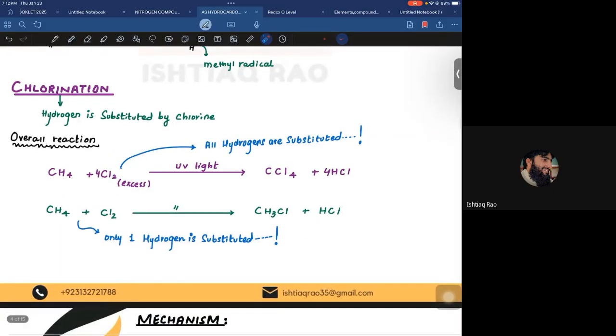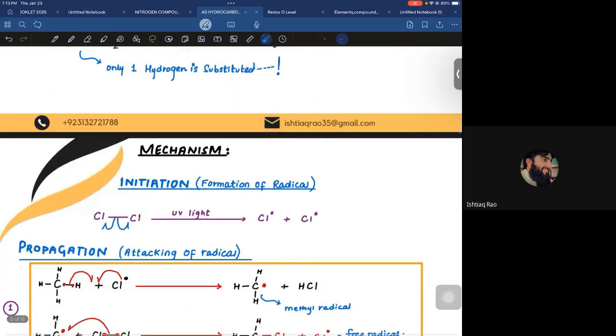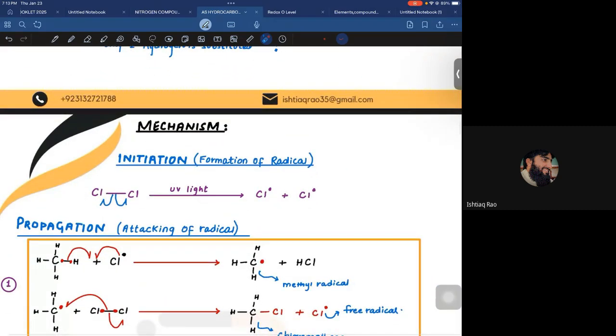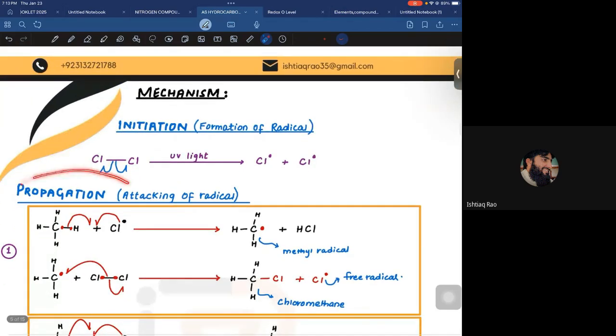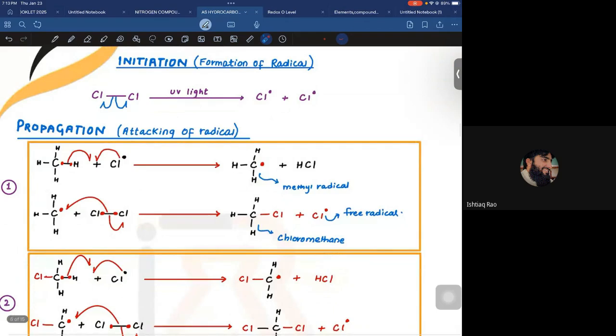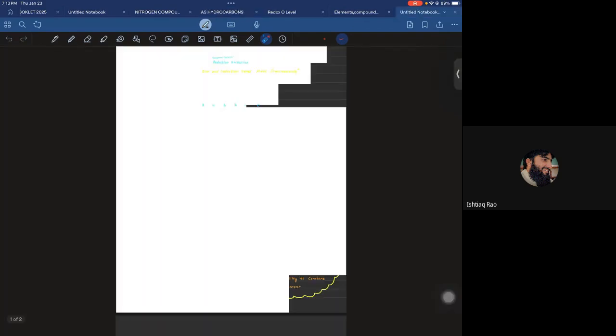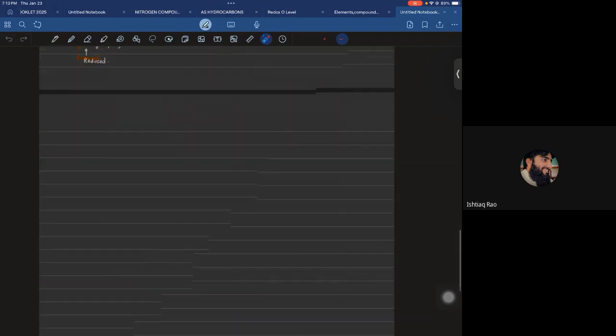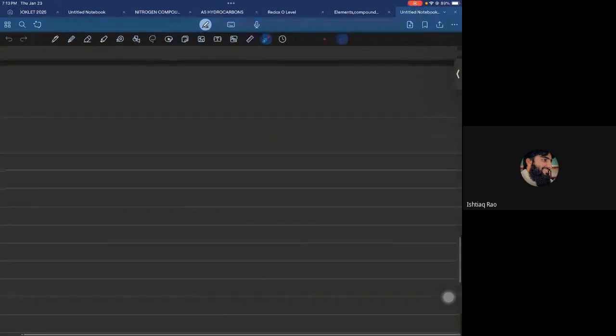This is the full reaction of chlorination, in which you would see in the mechanism that one by one all the hydrogens would be substituted by the chlorine. The mechanism has three main steps. Number one is initiation, then number two is propagation, and then number three is termination. Initiation, propagation, and then termination, right? So you can see this in initiation.